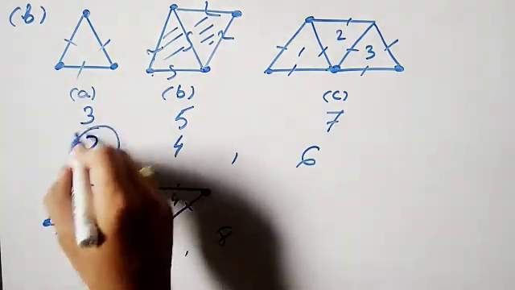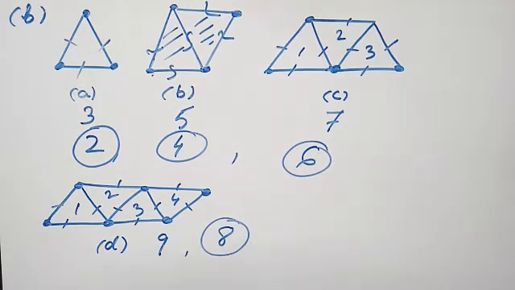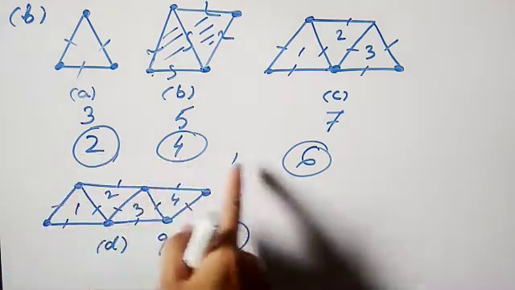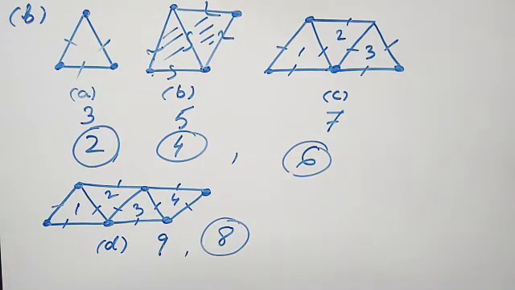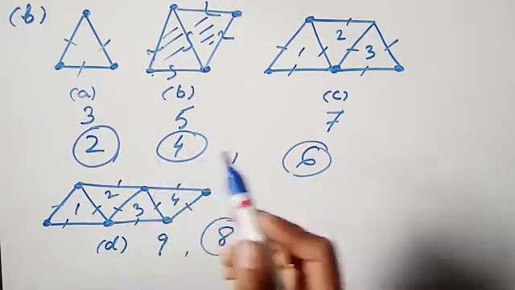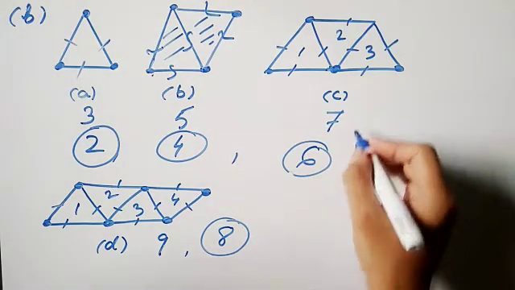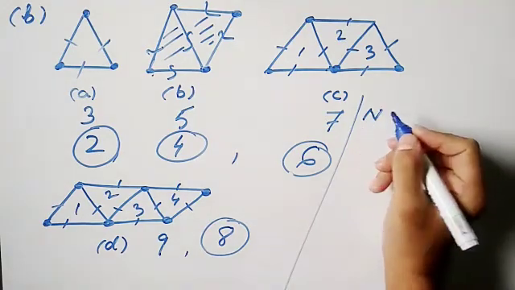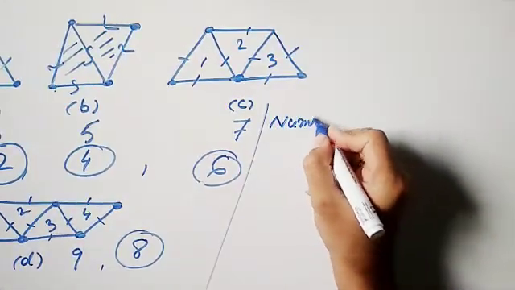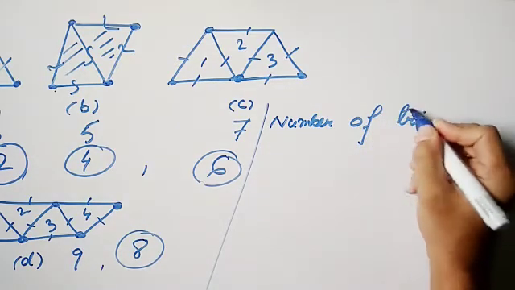So if you observe these numbers 2, 4, 6, 8, what do we know? Yes, we come to know that these numbers 2, 4, 6, 8 make a table of 2, right? That is a multiplication table of 2. 2 ones are 2, 2 twos are 4, 2 threes are 6, and 2 fours are 8, right? So if we take the number of, instead of square here, we have to write triangles, right?